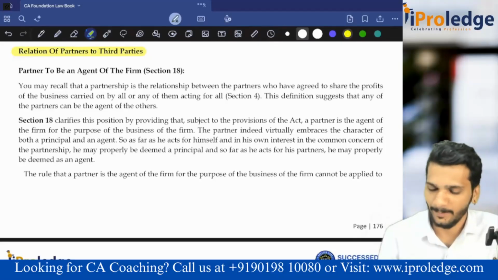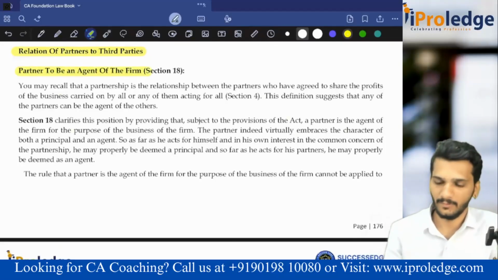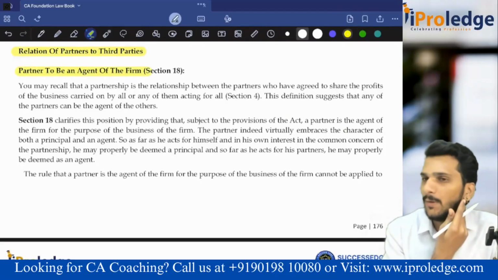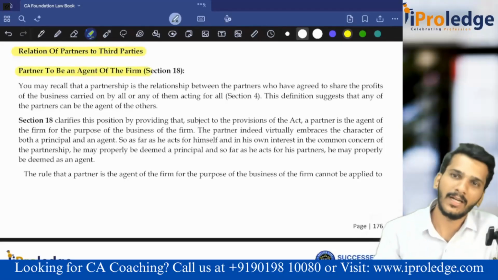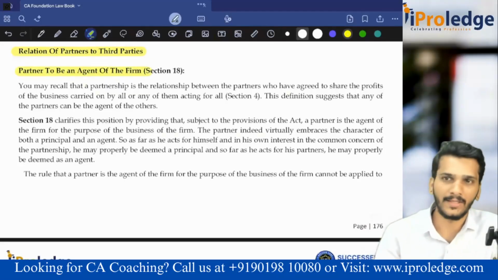Then next is partner to be an agent of the firm. What is partner to be agent of the firm? Every partner is an agent of the firm, and every partner is an agent and principal of the other partners also.